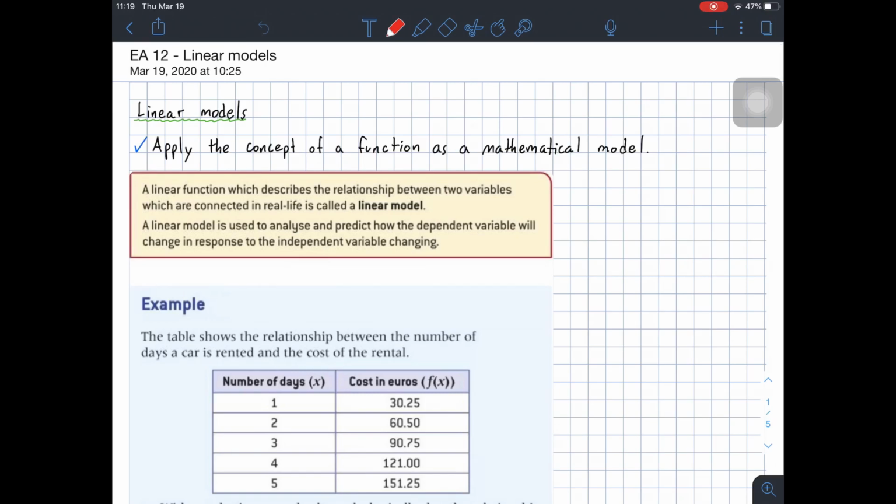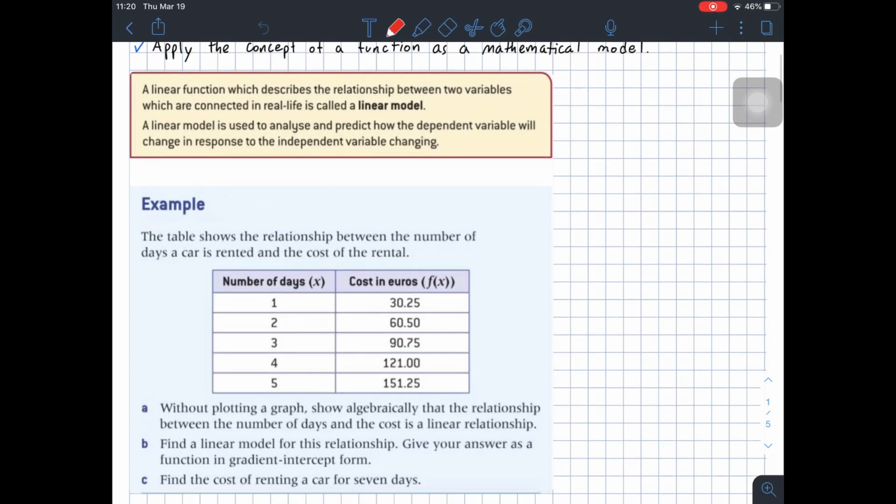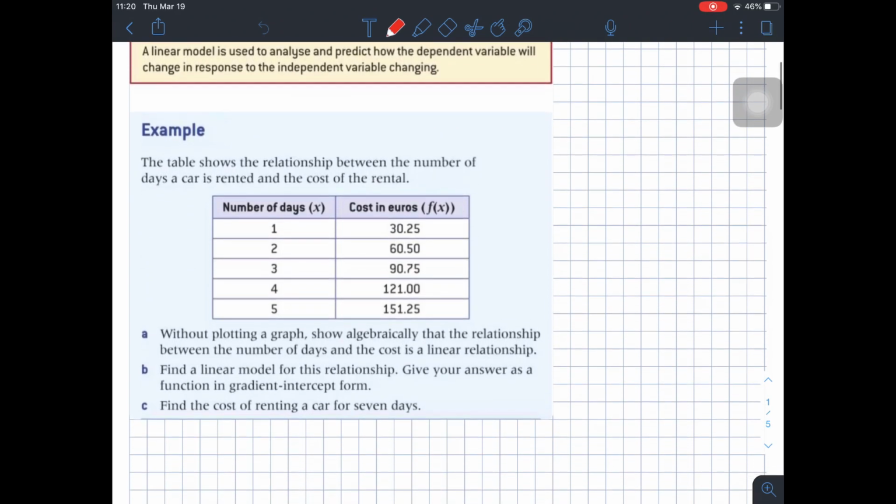This is electronic assignment number 12, linear models. The objective for this class is to apply the concept of a function as a mathematical model. A linear function which describes the relationship between two variables which are connected in real life is called a linear model. A linear model is used to analyze and predict how the dependent variable will change in response to the independent variable changing. Remember those concepts, independent variable and dependent variable. So let's see this example.